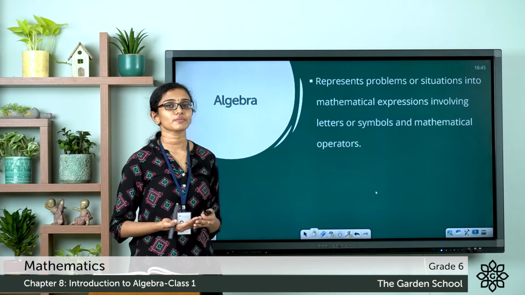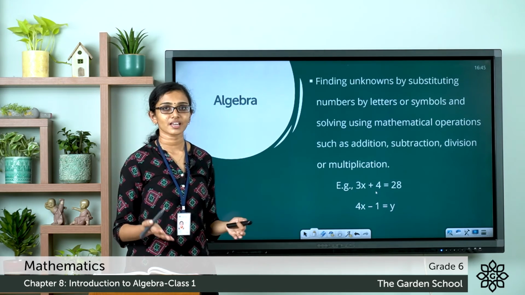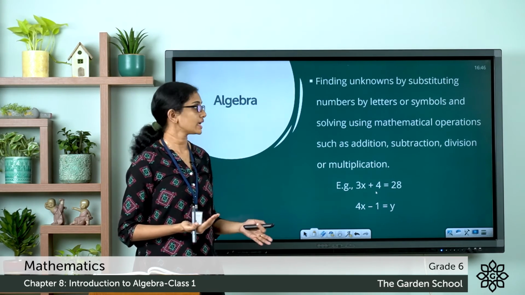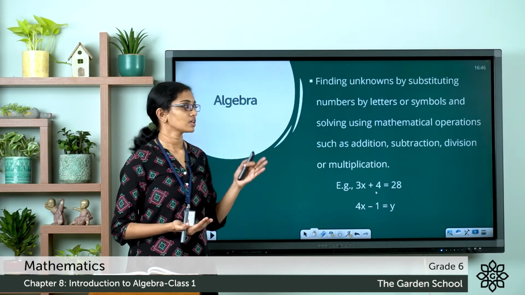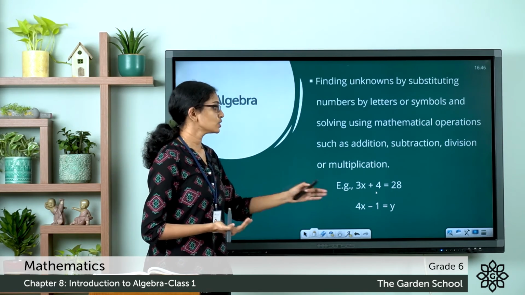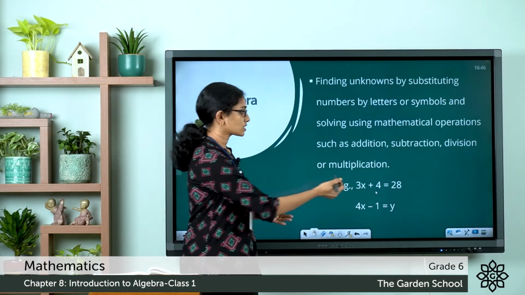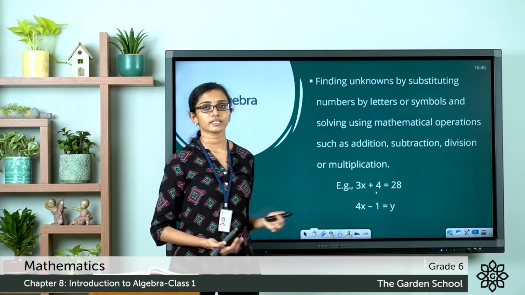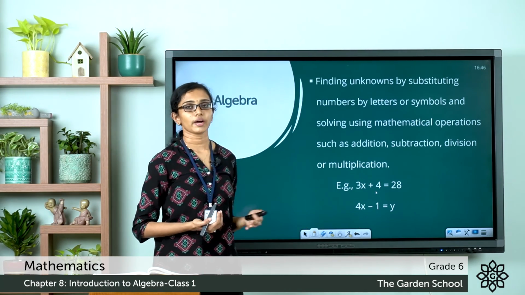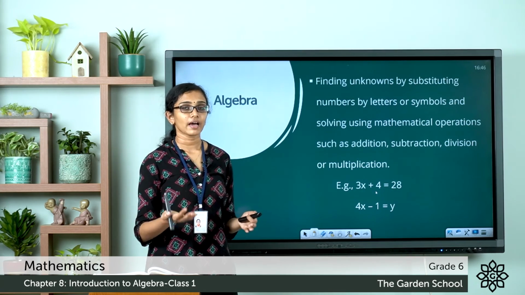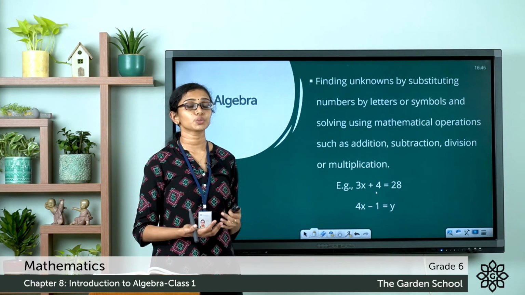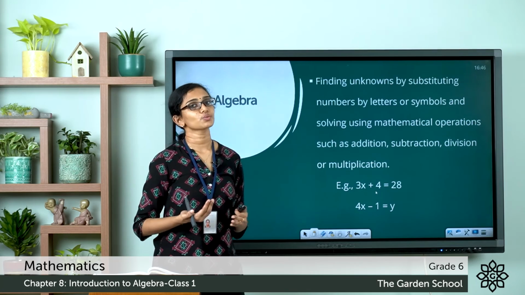Or you can say algebra is all about finding unknowns by substituting numbers by letters or symbols and solving the expression thus obtained by using mathematical operations such as addition, subtraction, division and multiplication. So here you can see two algebraic expressions. 3x plus 4 is equal to 28. That's an algebraic expression. 4x minus 1 is equal to 1. So when you apply values to the x or y, as per our requirement, we'll be able to find the unknown or the solution to a problem.